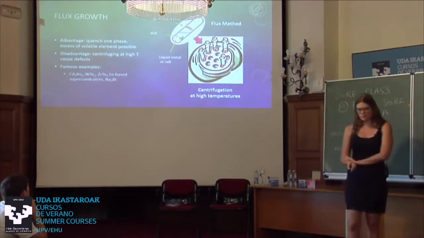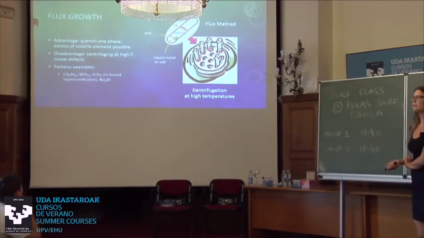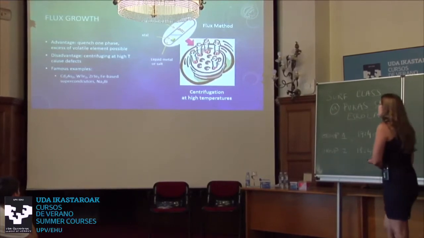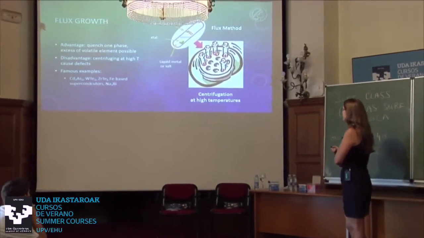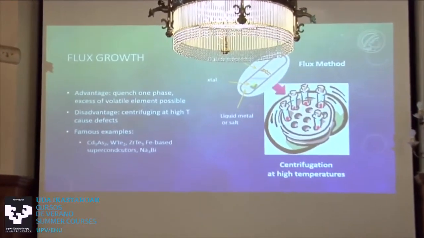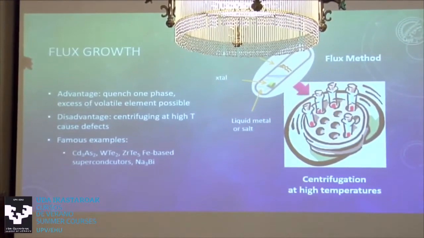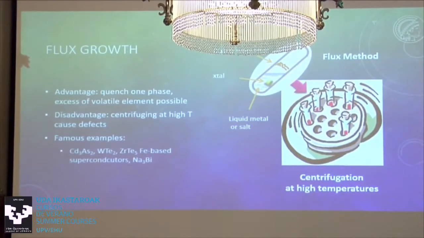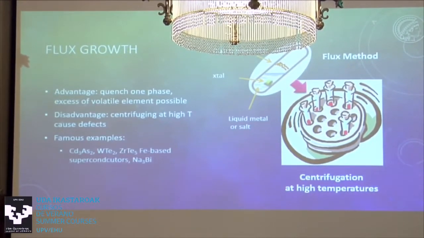Okay, so now I mentioned the flux growth method several times, and I want to explain how this actually works. So basically, it is a method where you have some liquid here, and this can be a molten element. So in tungsten telluride, that can be liquid tellurium. And you also have the compound you want to grow in there. So you have some tungsten dissolved in liquid tellurium, but much more tellurium excess.